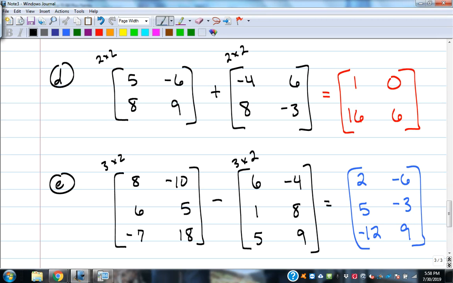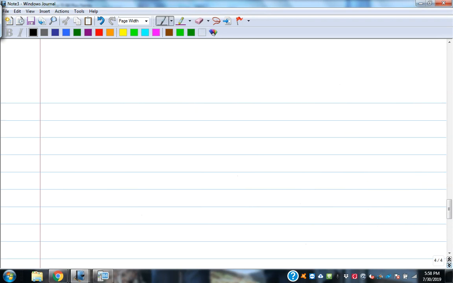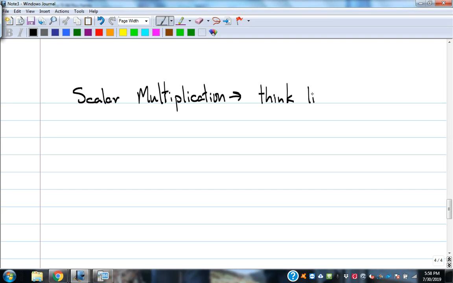The next operation is called scalar multiplication, and it is easy too. So scalar multiplication. I want you to think like distributive property, because that's the way it works. Okay. Scalar multiplication means you're taking an entire matrix and multiplying it by a single number.